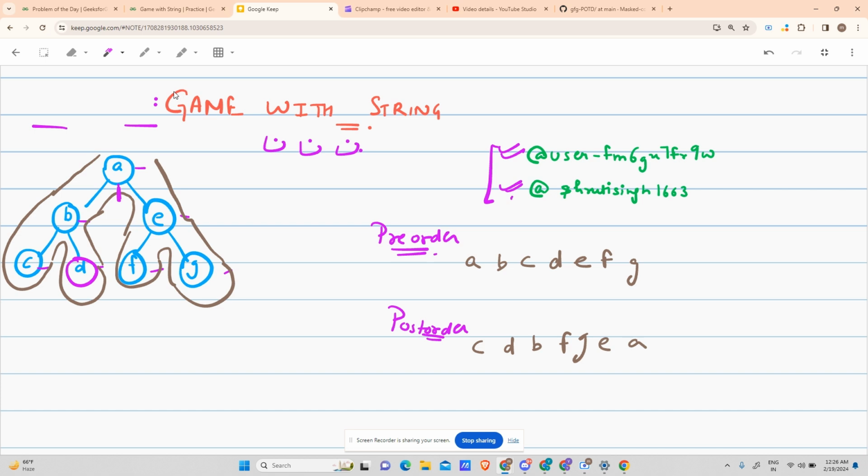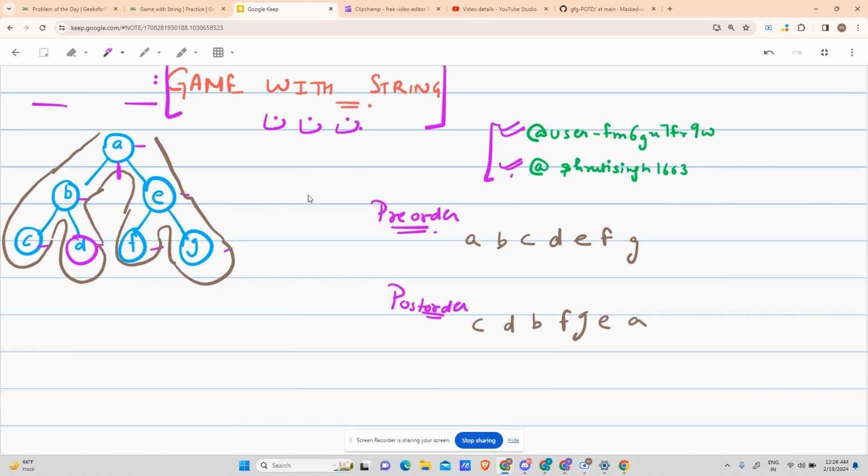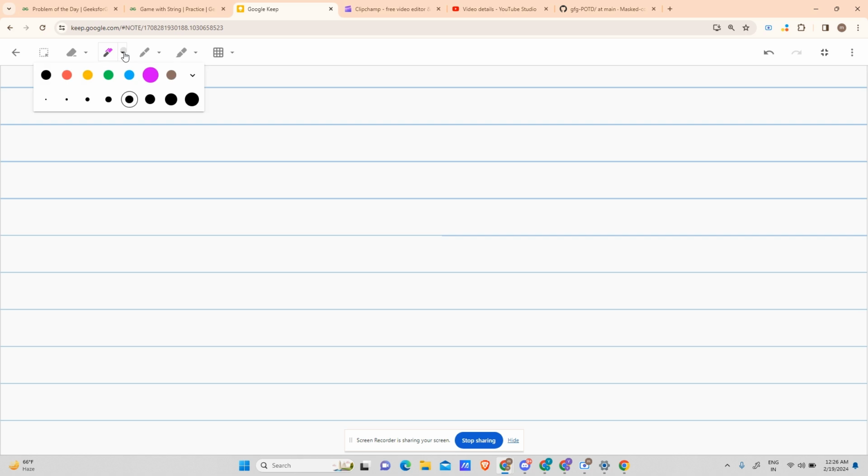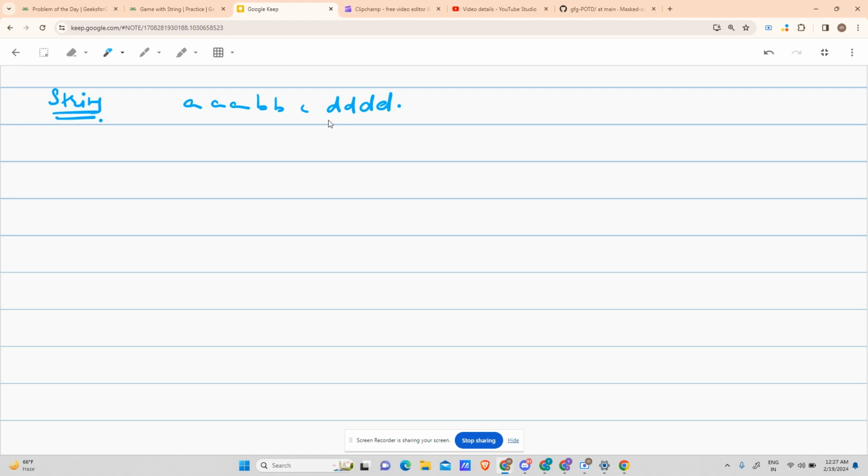Okay, so let us not waste time and solve today's problem, because we also have to maintain a streak and keep moving towards our goal. Today's problem is Game with String. The problem says that you have been given a string, suppose the string is AAABBCDDDD, and you have been given an integer k. The problem demands you to remove exactly k characters such that the value becomes minimum.